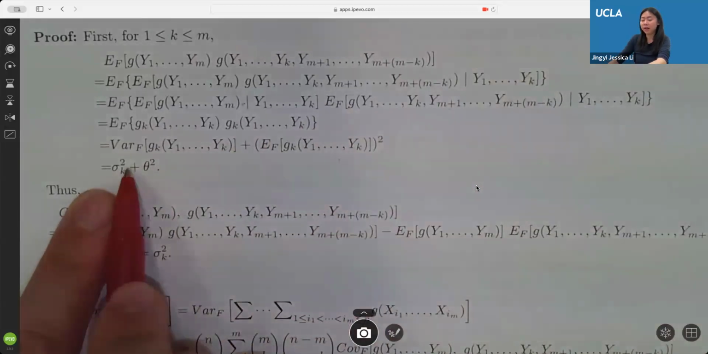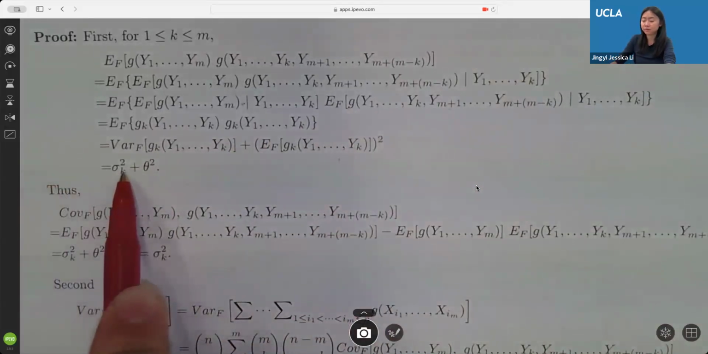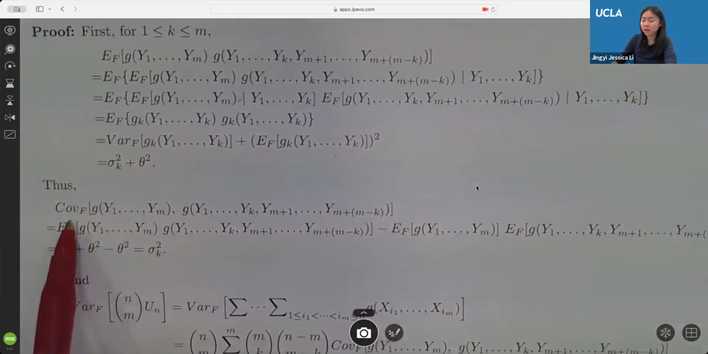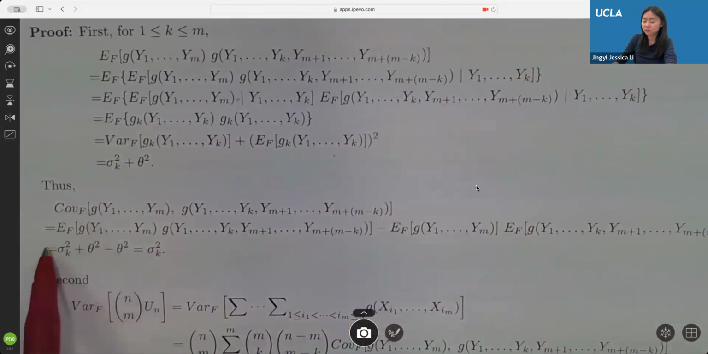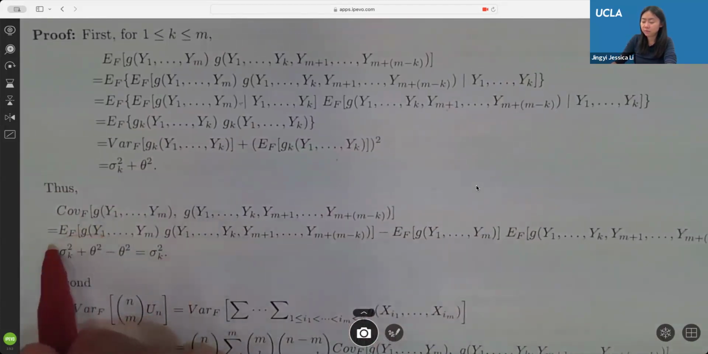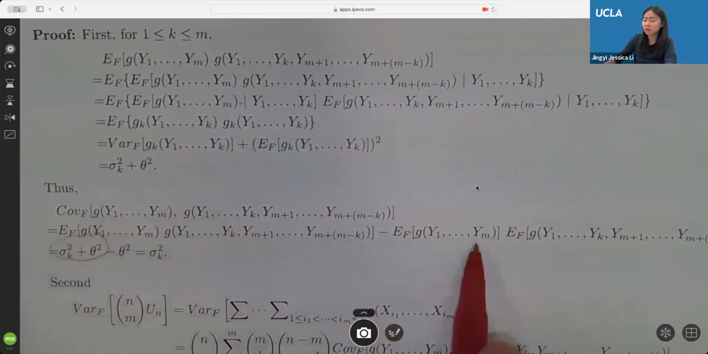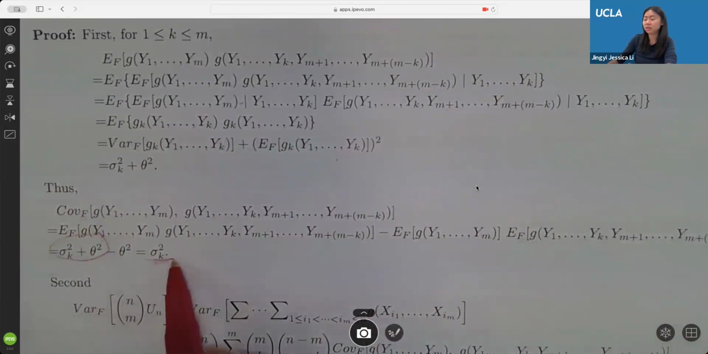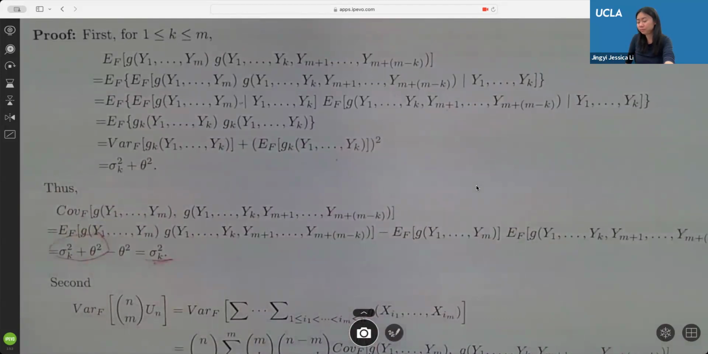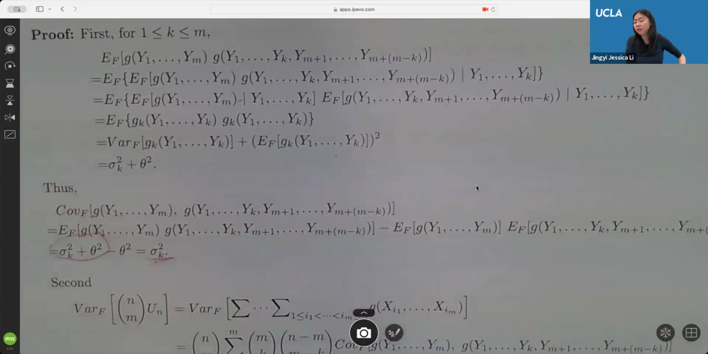Okay, so that's why we have this expectation of the product. And putting this inside the covariance, then we know it's what we just derived from above minus the product of expectations. Each is theta squared. So that's why we show that it's sigma K squared. That's it. So nothing beyond calculation, but you can see that the introduction of the projection makes things easier.